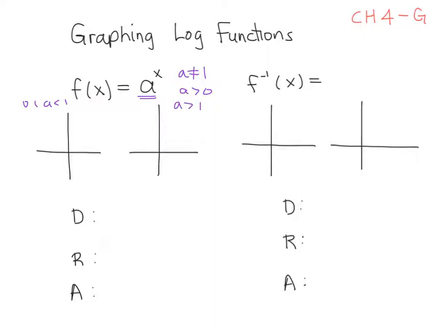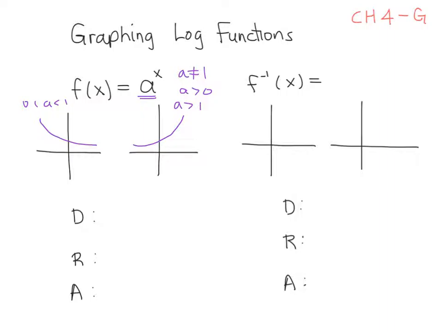In the case where a is in between 0 and 1, it has a graph that looks like this. Where a is greater than 1, it has a graph that looks like this. In both cases, they are never going to have negative y values.